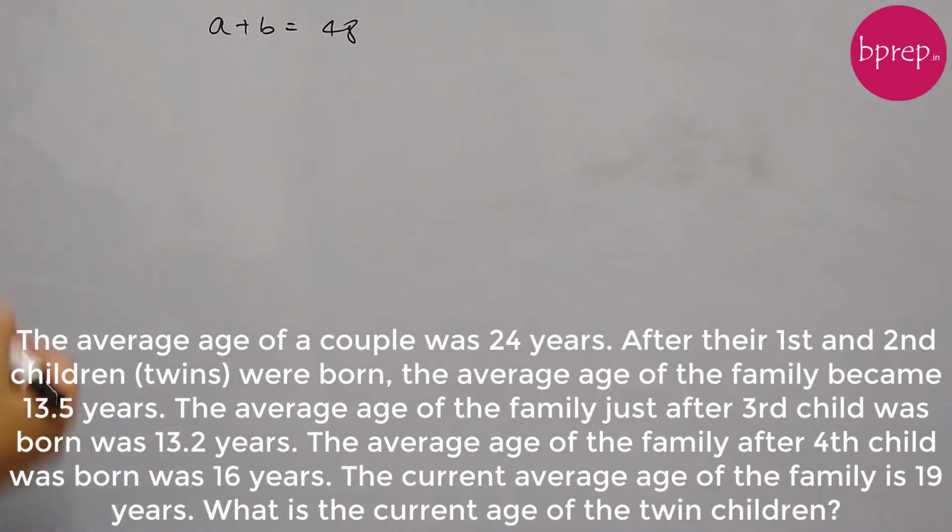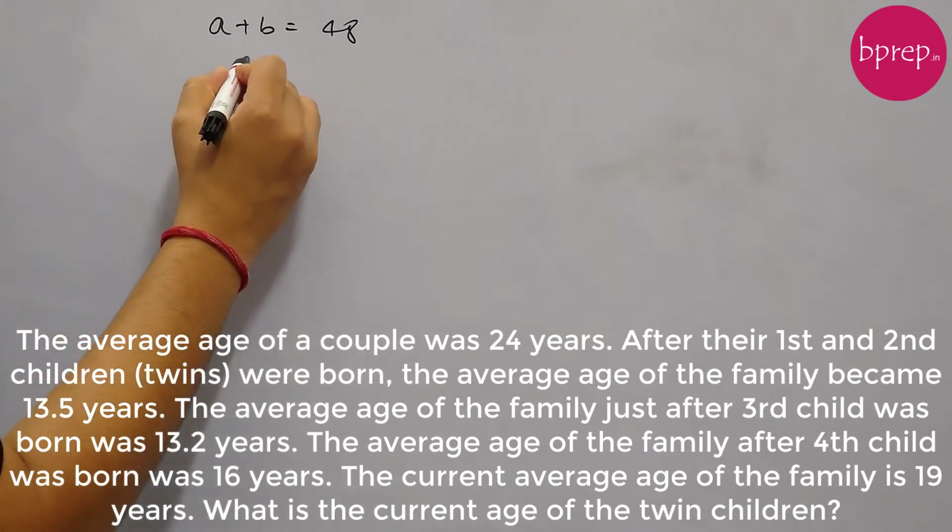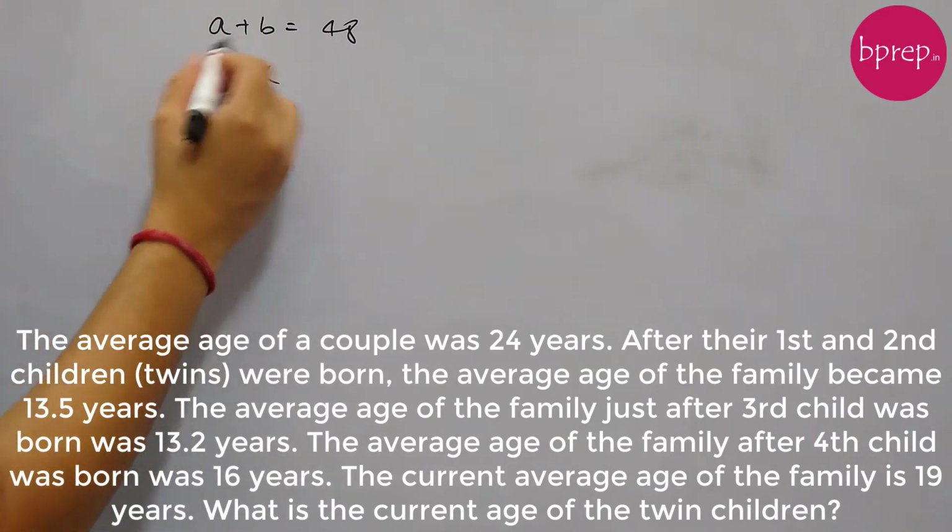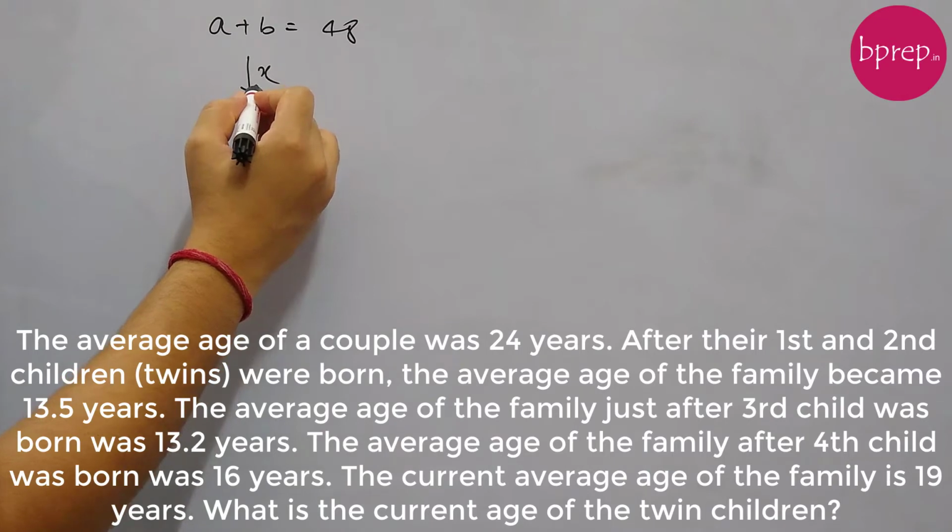So what we will do is, whatever sentences we read from the question, we will try to convert that into an equation and we'll see how it helps. Okay, we don't have to think much on this. After their first and second children were born, the average age of the family became 13.5 years. So let's say after X years, they got twins. Okay. So immediately after they got twins, their age will be 48 plus 2x.